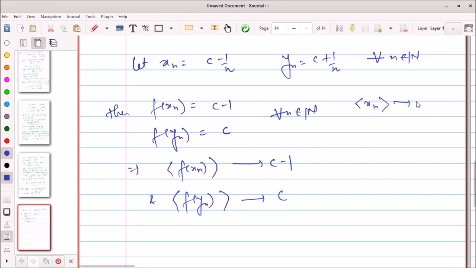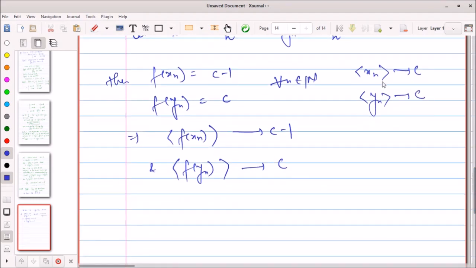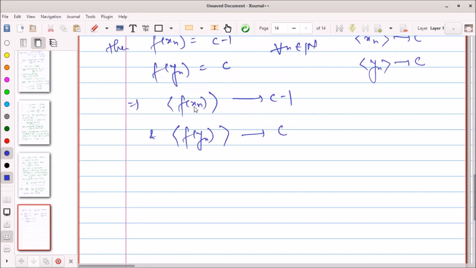Xn converges to c and yn is also converging to c. So thus we have found two sequences xn and yn both converging to c, but their corresponding sequences f(xn) and f(yn) converge to different limits.